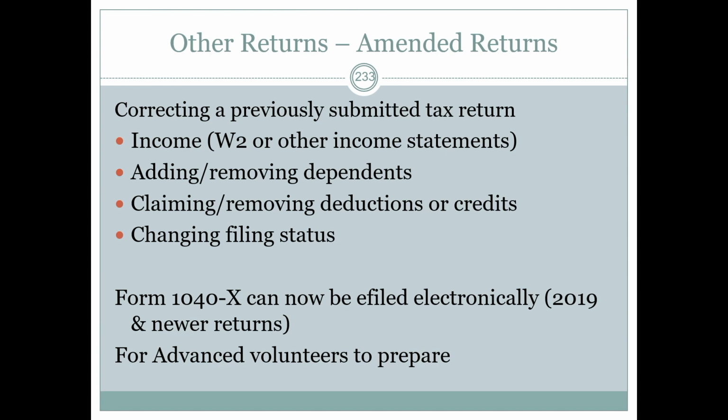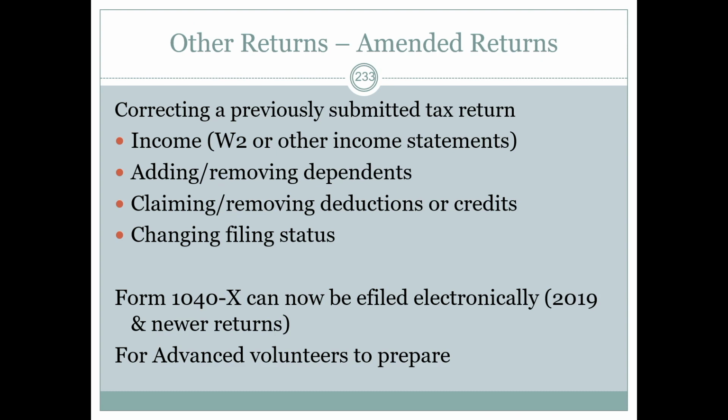Adding or removing dependents. Maybe they determined that they were able to claim an individual as a dependent, or that they determined that they were not able to. So that adjustment needs to be made. Claiming or removing deductions or credits. Again, that could be tied into dependents that they have determined that they are allowed to claim or not allowed to, or wanting to change or determining that they are able to change their filing status.